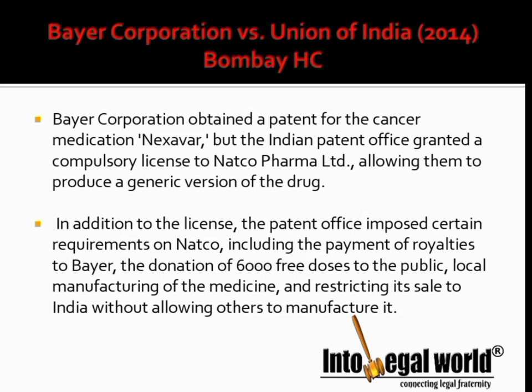Bayer Corporation obtained a patent for the cancer medication Nexavar, but the Indian Patent Office granted a compulsory license to Natco Pharma Limited, allowing them to produce a generic version of the drug. In addition to the license, the Patent Office imposed certain requirements on Natco, including the payment of royalties to Bayer, the donation of 6,000 free doses to the public, local manufacturing of the medicine, and restricting its sale to India without allowing others to manufacture it.